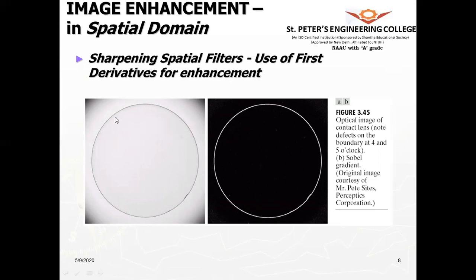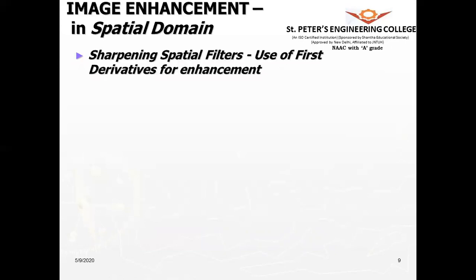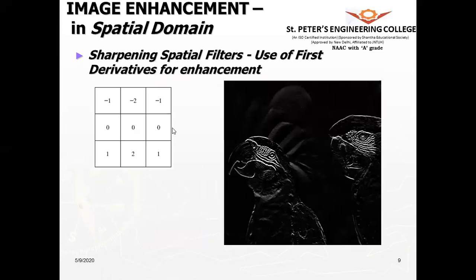We can see that this is an image of a contact lens, and there is a defect here. By using the Sobel gradient, which is a first order derivative, we are detecting this defect. Next, another example of using the Sobel edge detector. We have checked here for this image, so all the sharp edges are shown here.